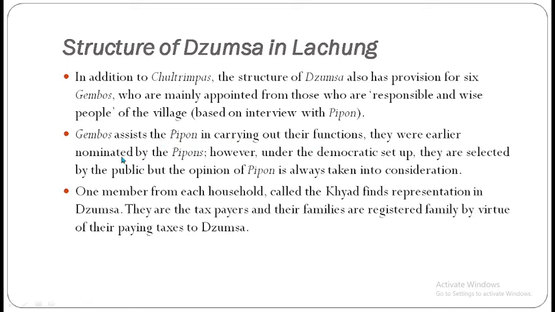They were earlier nominated by the pipons. However, under the democratic setup, they are selected by the public, but the opinion of the pipon is always taken into consideration. One member from each household, called the Kiat, finds representation in the Zumsa. The other taxpayers and their families are registered family by virtue of their paying taxes to Zumsa.